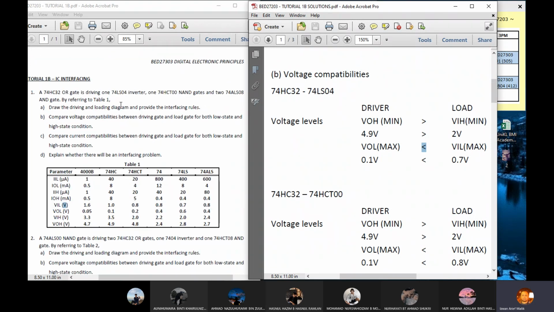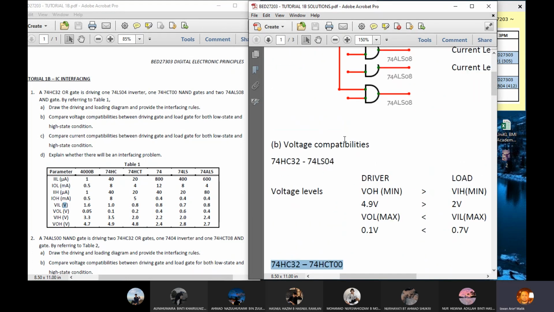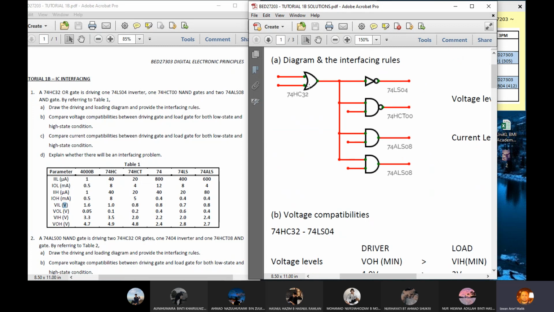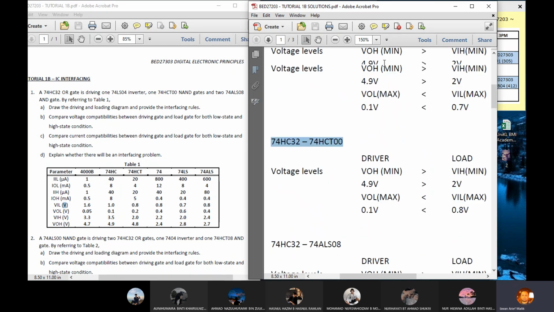Okay, so that is the first comparison. Now the second one, 74HC and 74HCT. Yang ni pula antara ini dengan ni, OR gate dengan NAND gate. So VOH dengan VOL you ambil je daripada atas ni, they are the same value.